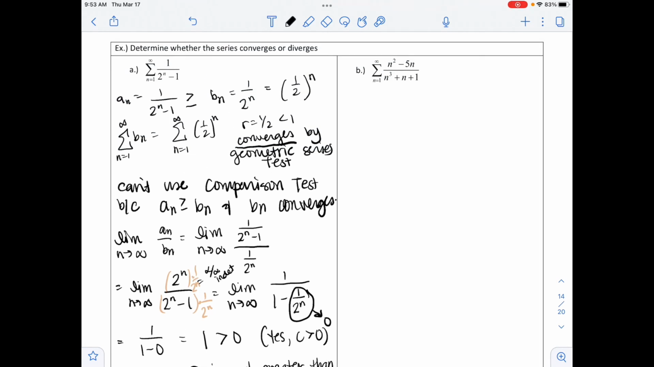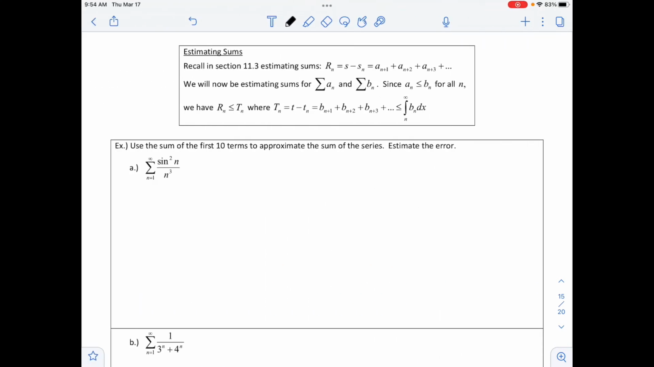So part B, right next to this, I'm going to go ahead and circle, and we'll look at this one together in class. At the top of the next page, it says estimating sums. It says recall in 11.3, estimating sums, r sub n, which was also called our remainder, is equal to s minus s sub n, which is equal to a sub n plus 1 plus a sub n plus 2 plus a sub n plus 3, and so on.